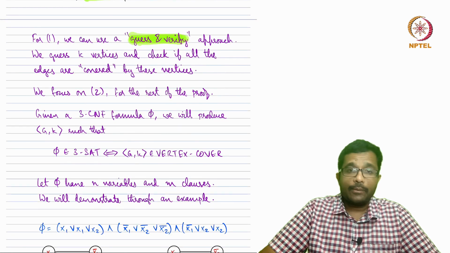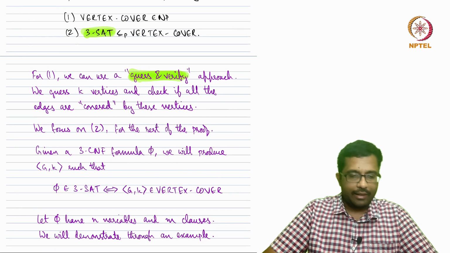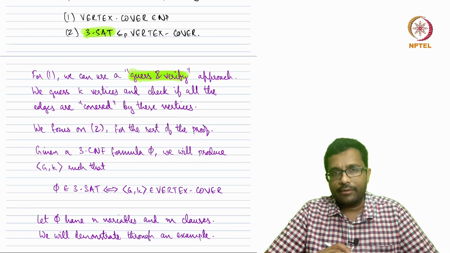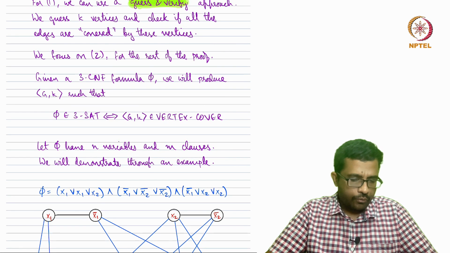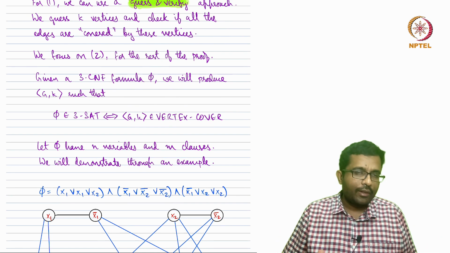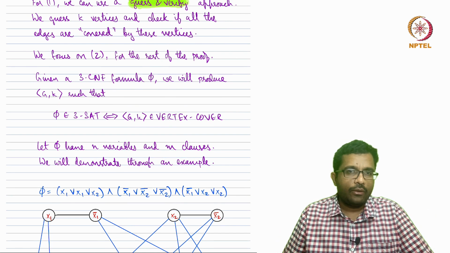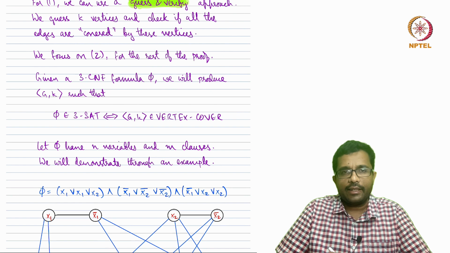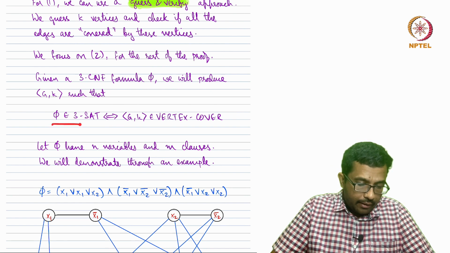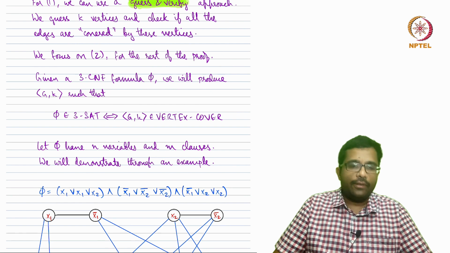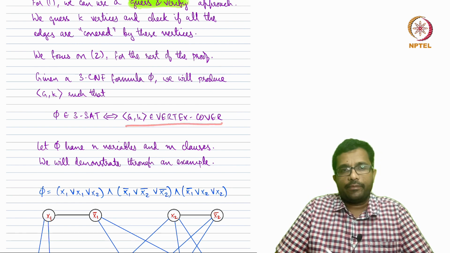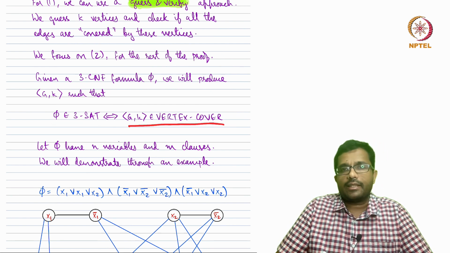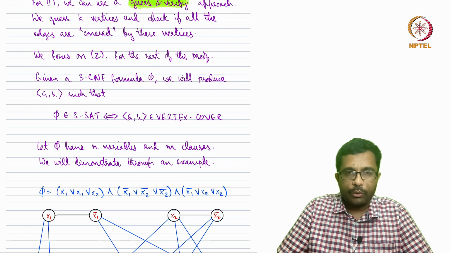What we are going to spend time on is the reduction from 3-SAT, which is somewhat interesting. So what do we mean by reduction from 3-SAT? Given a 3-SAT instance phi, we want to build a vertex cover instance G,K such that phi is a yes instance of 3-SAT if and only if G,K is a yes instance of vertex cover. In other words, the formula phi is satisfiable if and only if G has a vertex cover of size K. This is what we want to build.